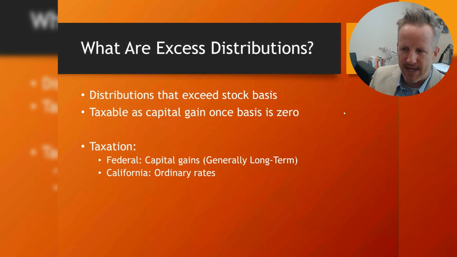If you're in a really low tax bracket, it could be 15%. But for most of you, it's 20%. Now, at the state level, that all depends on your state. If you're in California, it's going to be 10%.